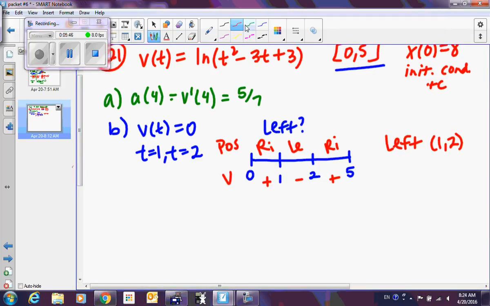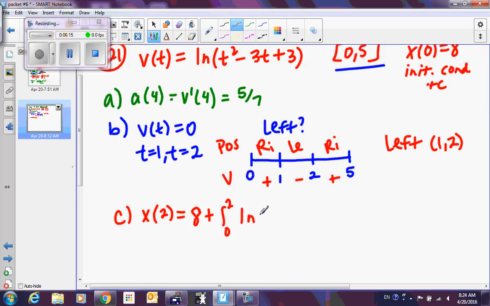Okay, so to do part C, it says find the position when the time is 2. So basically find x of 2. Now remember, we have an initial condition. We know the particle is already starting at 8. That was that initial condition, so I'm going to go ahead and use that. Then I'm going to ask, how far did the particle travel from 0 to 2? Which is the displacement.